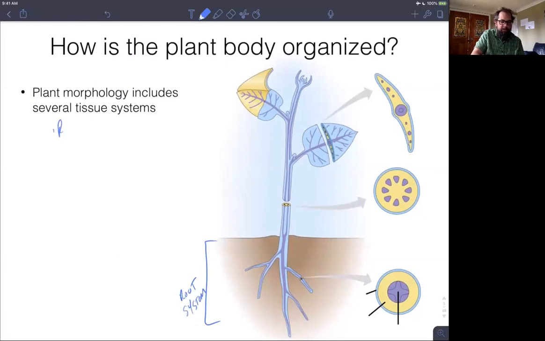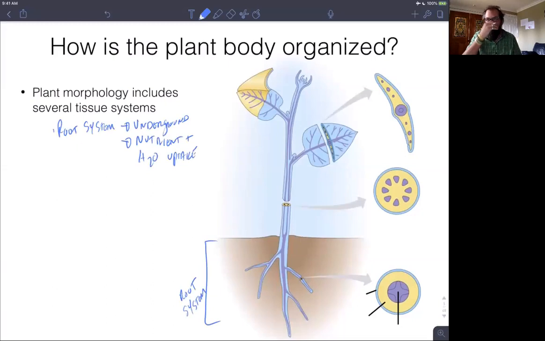And so the root system is underground for the most part. Its major role is in nutrient uptake and water uptake from the soil. So the root system acquires water and dissolved nutrients from the soil. That's a simple function of that root system.